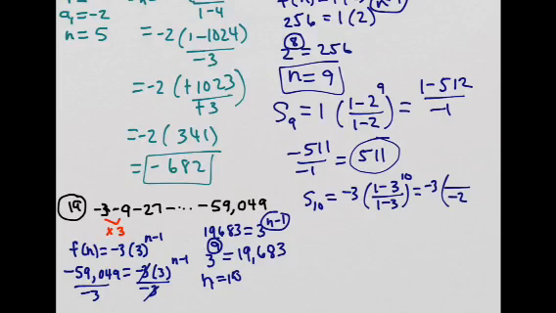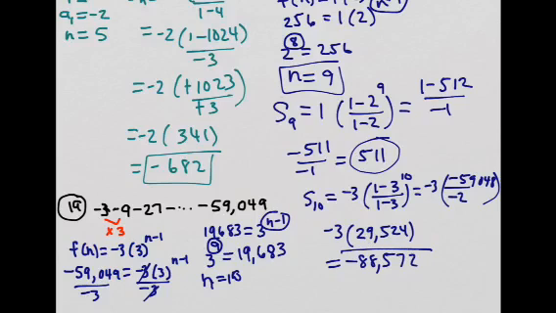And so we're going to divide it by negative 2. So we get negative 59,048, because remember how we have to subtract it from 1. So this is what you get. So it's negative 3, positive 29,524. And so you multiply by negative 3 and you get negative 88,572. And that's the final answer. So the two answers here are n is 10 and the sum is negative 88,572.